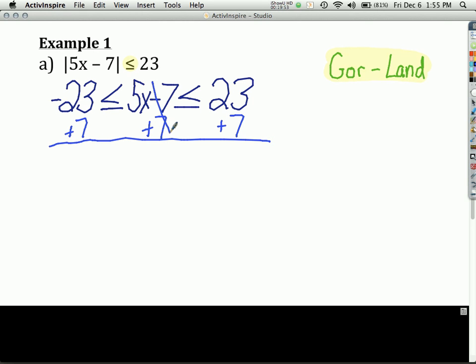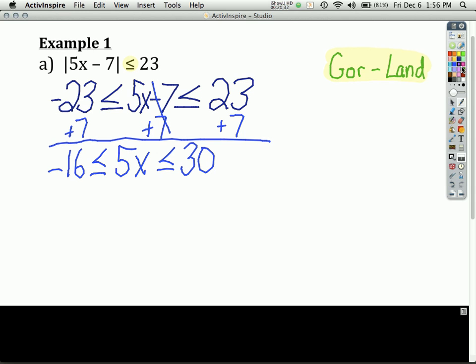This will disappear, and then I'll have negative 16, 5x, and 30. But since I'm dealing with inequalities, I also have that special inequality rule kind of floating in the back of my mind in a big banner. What's that special inequality rule? Jada? Very good. You always have to have that running in your mind. But I did not multiply or divide by a negative number, so I don't have to worry about that yet.